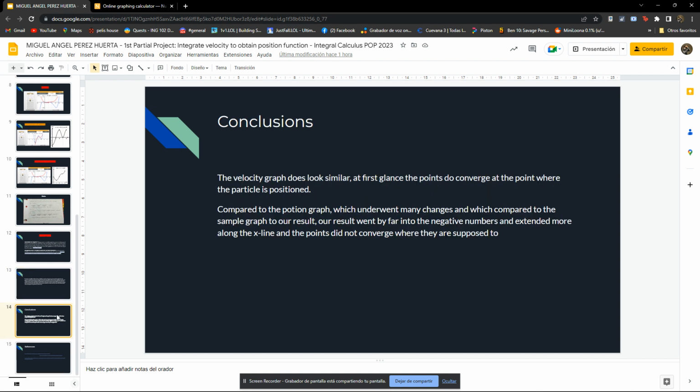And my conclusion is that the velocity graph is not looking similar at first glance to the point to comprehend, or the point where the velocity is positive. And comparing to the option to the graph in understanding the main changes, comparing to the same graph to other results when different of negative numbers, and as already mentioned, extending more along the x line and the points is not comprehended, and that's all.